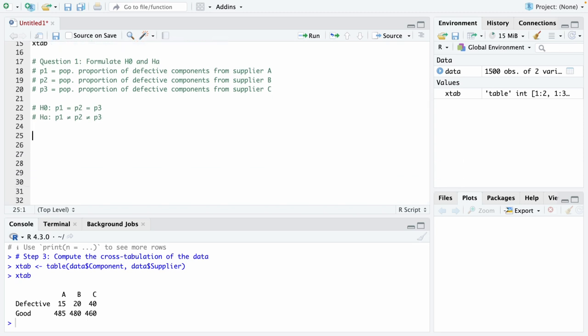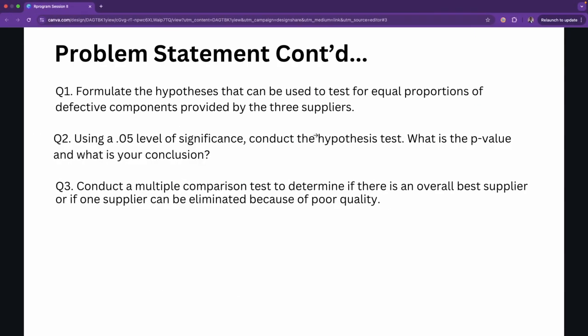So we're done with it. Now we can proceed to question two. Question two is asking us to conduct the hypothesis test. Your alpha is 0.05, find the p-value, and then what is your business conclusion?